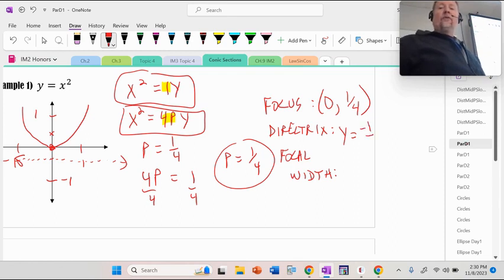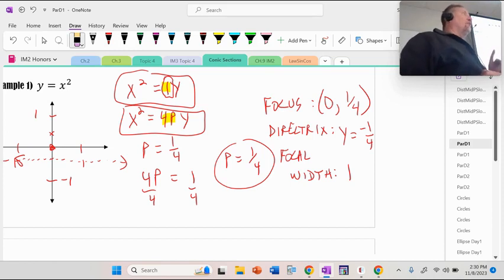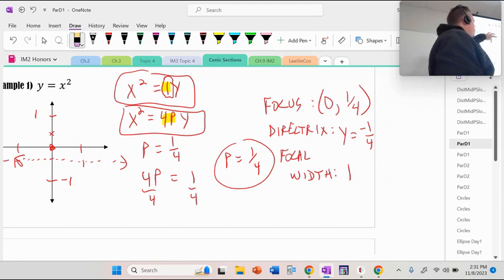And then what's the focal width? The focal width is just this number. So the focal width is 1, the number that's in front. But how do I incorporate that into this graph? It does say so up there what the focal width is. I'll paraphrase. The focal width is how wide the graph is, or connecting the two endpoints going through the focus. So the endpoints right here that give me shape will be one away from each other.